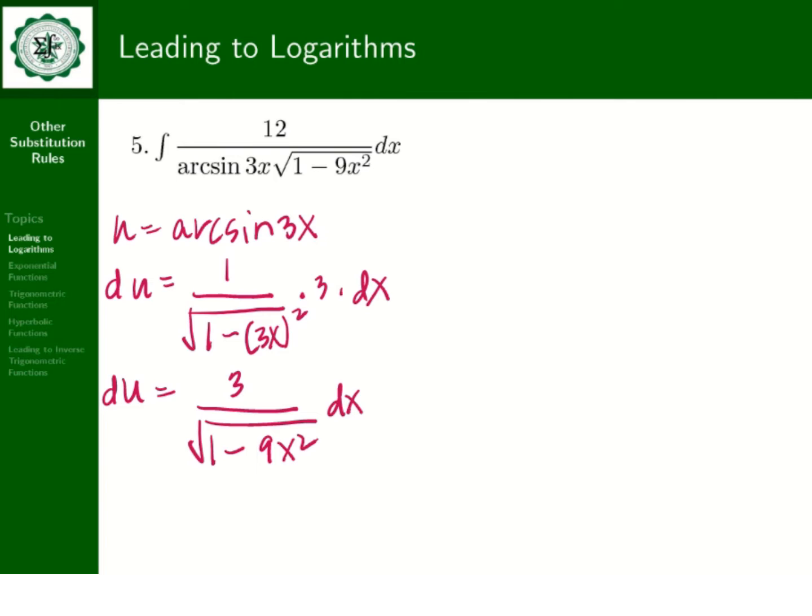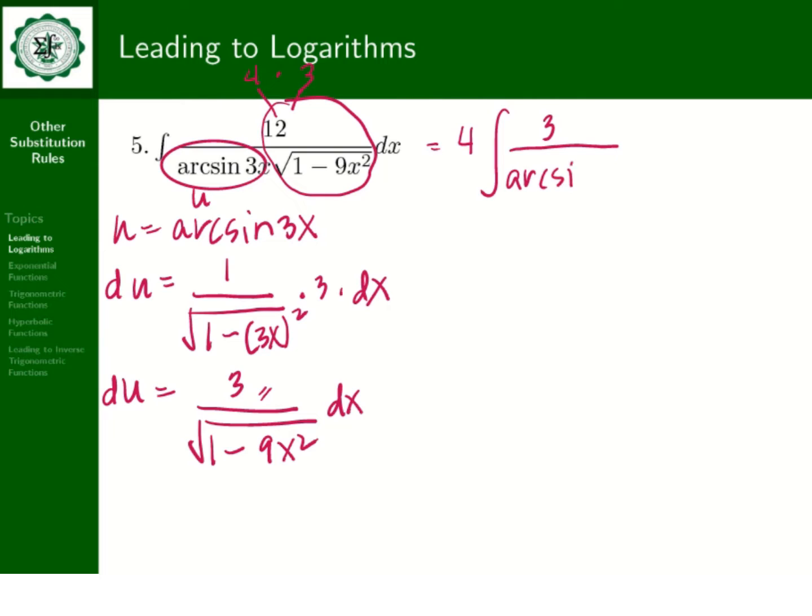Now observe, in our given, arc sine of 3x will be replaced by u, but we have 12 over the square root of 1 minus 9x squared dx. In our substitution, we only need 3. So what we're going to do is factor 12 into 4 times 3. We only factor out 4 and we retain 3 inside. So we have 3 over arc sine of 3x times the square root of 1 minus 9x squared dx.